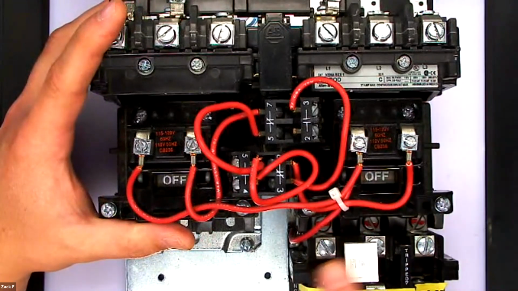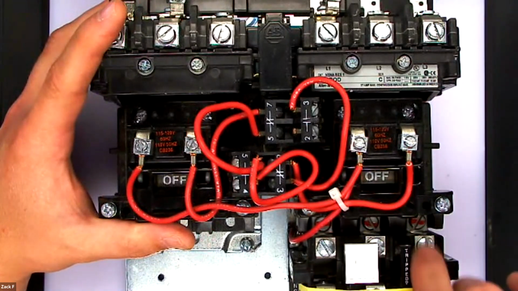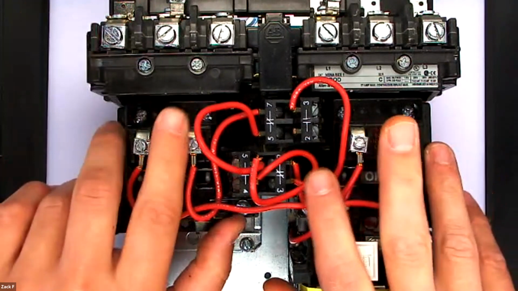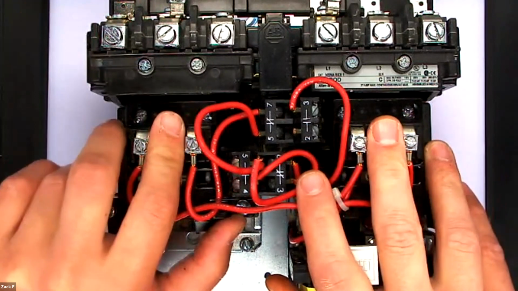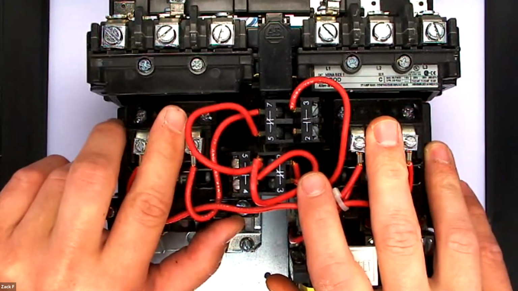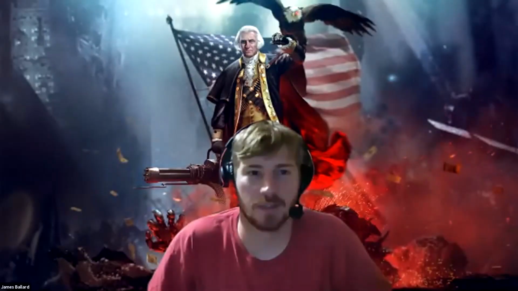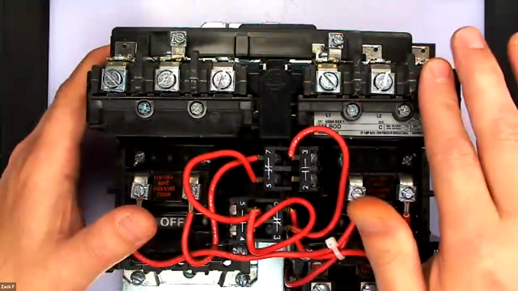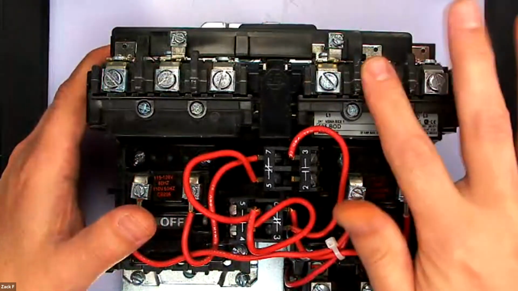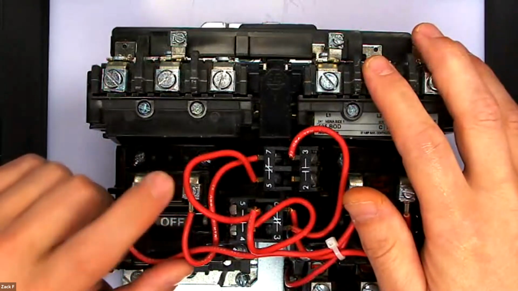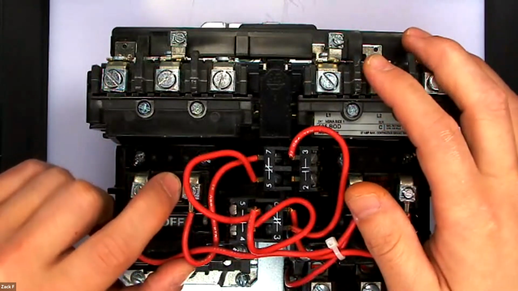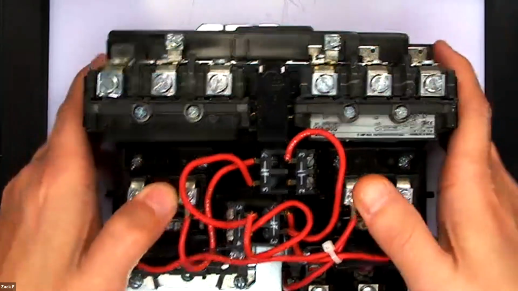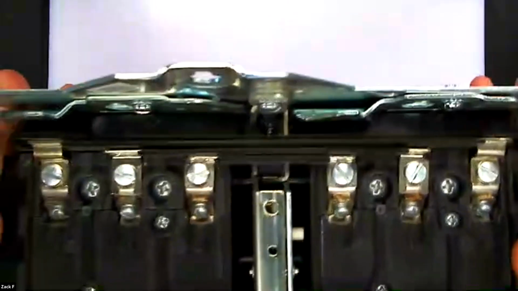One set of overloads because you're only protecting one motor, but you're using 2 different coils for forward and reverse direction. And how do we change the direction? Swapping wires. Swap 2 of the leads. So what you do with these is you bring in your A, B, C phase, but if you energize this coil, it changes the direction. How it does that is these little tabs back here.